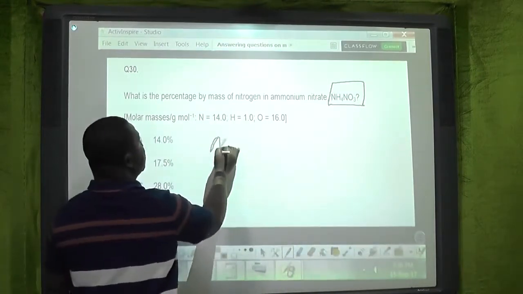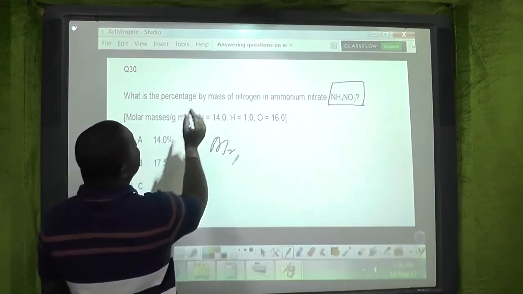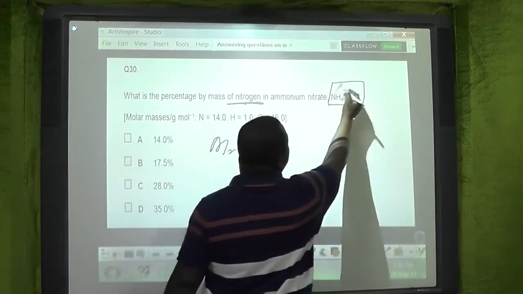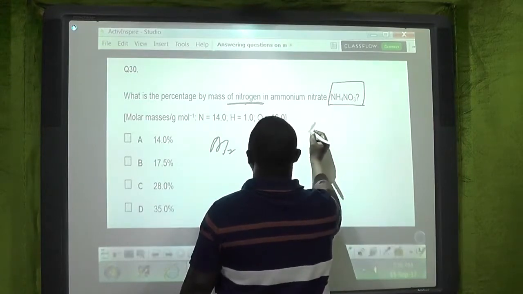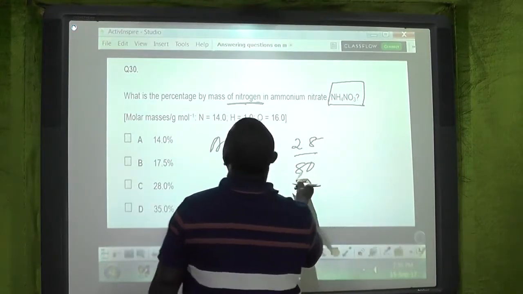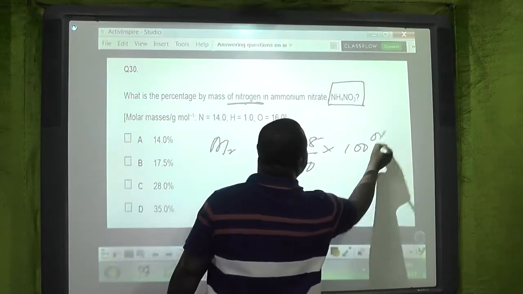The MR of that is 80, and they are looking for what? The percentage by mass of nitrogen. How much nitrogen do you have there? Of course, 2 of it, which is 14, that's 28. 28 divided by 80 is what they are asking us. Make it into a percent.